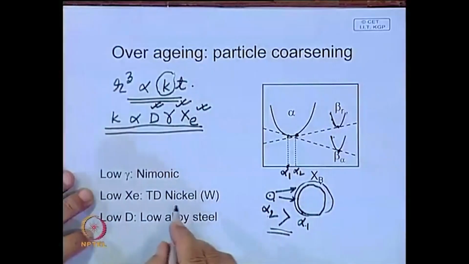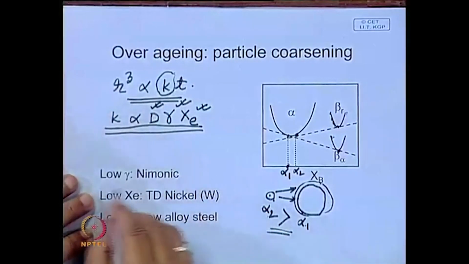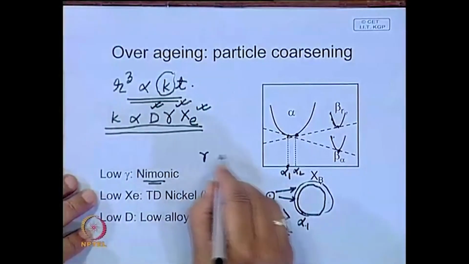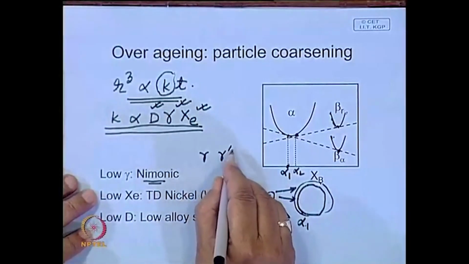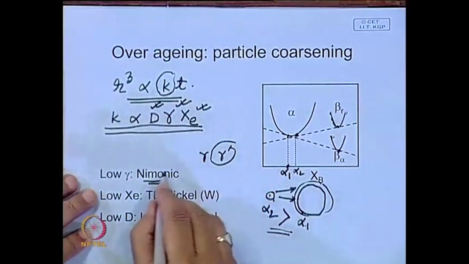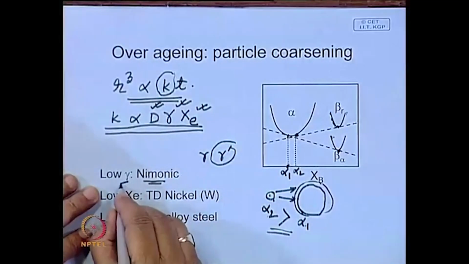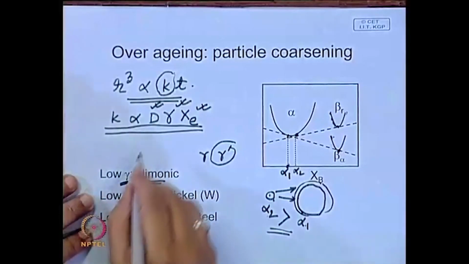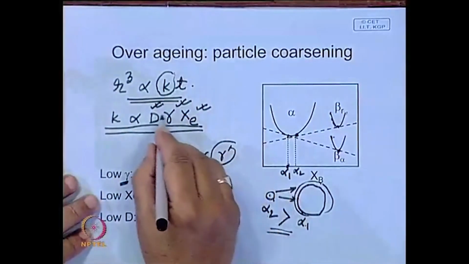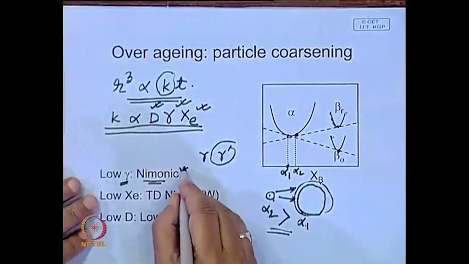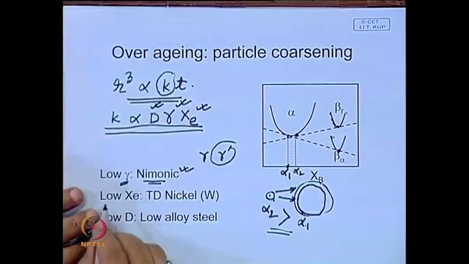If you look at some of the common high temperature alloys, the example you have is gamma, gamma prime, where gamma is the matrix and gamma prime are the precipitates, and these gamma, gamma prime precipitates are perfectly coherent. So, they have very low surface energy. That is why their high temperature stability is very high. So, this is a very popular high temperature alloy.